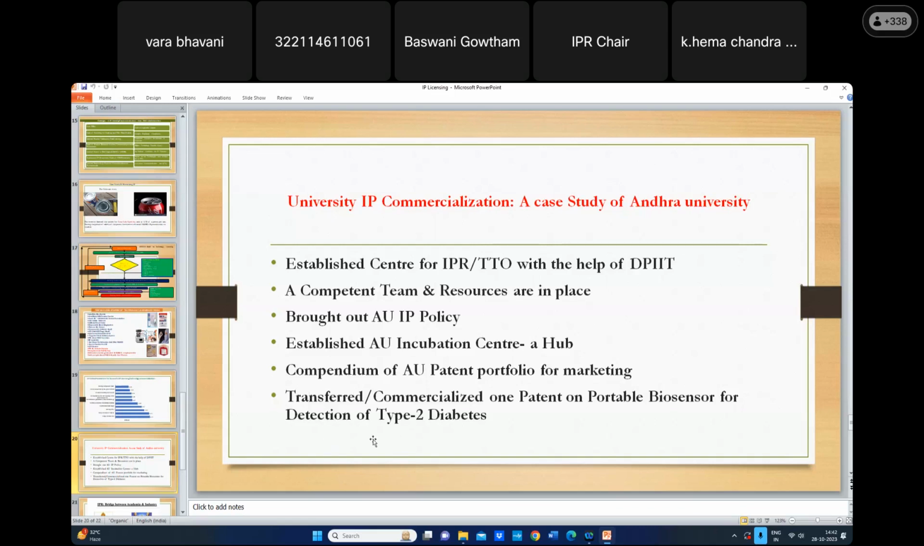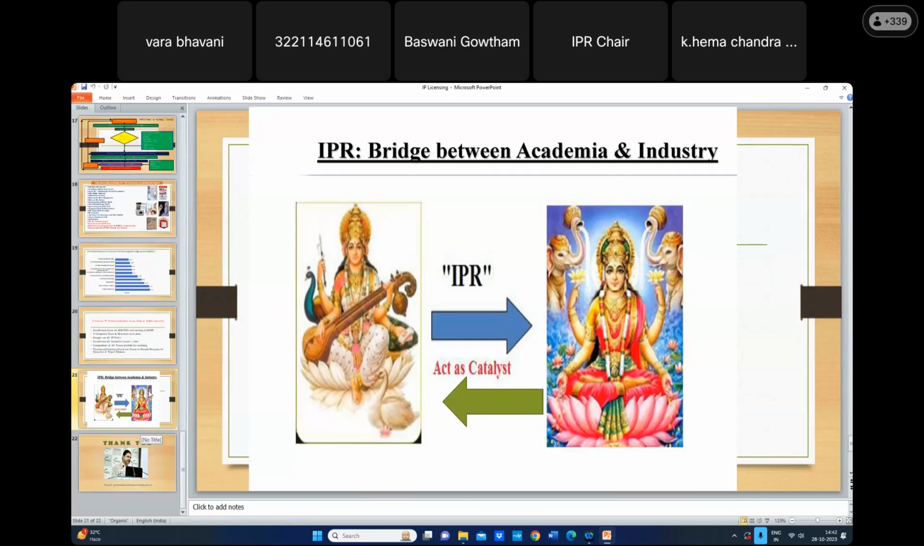We have already started commercializing one patented technology developed by the biotechnology department, the portable biosensor for detection of type 2 diabetes. Akshaya Inotech, our startup company in Visakhapatnam, has taken a license for producing these portable biosensors.